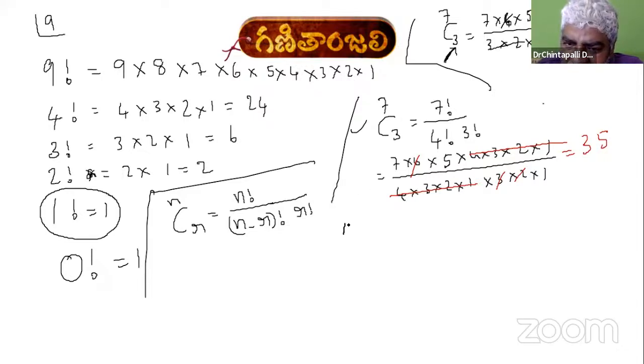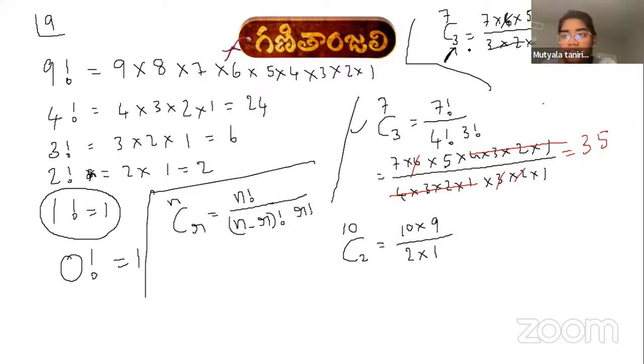Can you use that technique to find the value of 10C2? 10 times 9, that's enough, by 2 times 1. The answer is 45. But we have to do another 2 times 1? No, it is a shortcut method. In this shortcut method, we write 2 times 1 only.